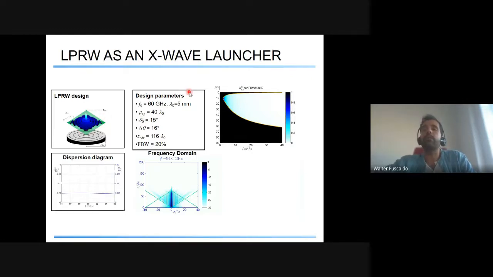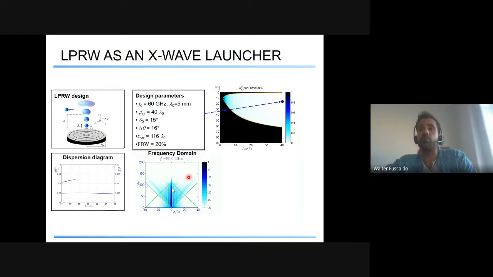For example, you can see here that for these design parameters, we found some design equation that allowed us to operate at this point in this chart reported here, that ensures that basically the X wave will be highly confined in both the longitudinal and the radial direction. If we look at the dispersion diagram and the generation of the Bessel beam over a fractional bandwidth of 20%, we get the near field distributions that are reported below.